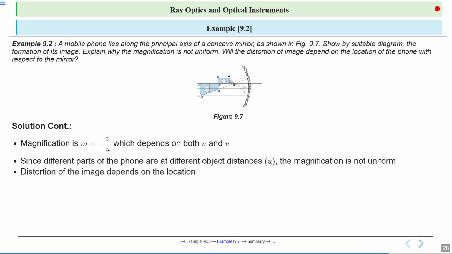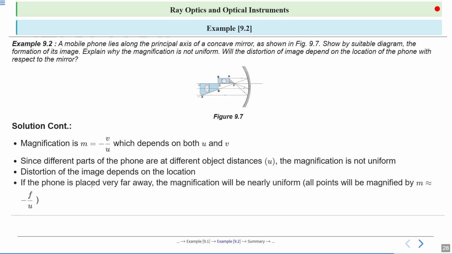Distortion of the image depends on the location. If the phone is placed very far away, meaning the distance of the phone is very large as compared to the size of the phone, the magnification will be nearly uniform. Because the size of the phone is very small as compared to its distance from the mirror, the phone can be considered a point object. So all points will be magnified with magnification nearly equal to minus f by u.